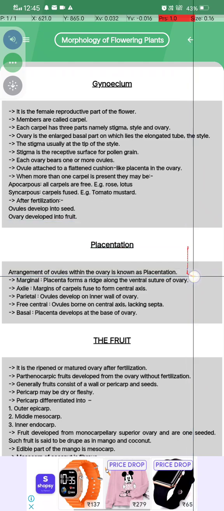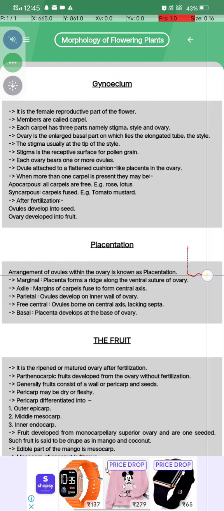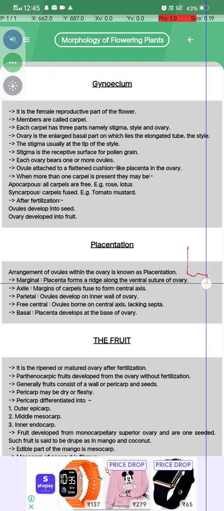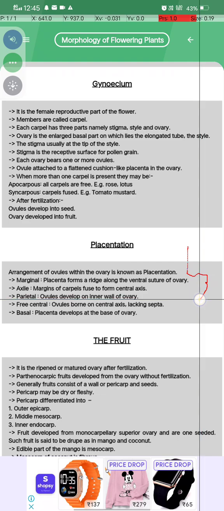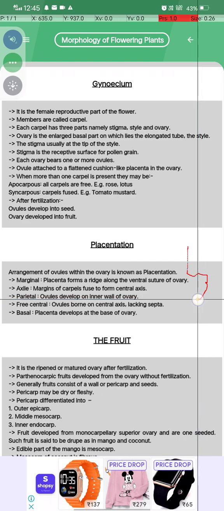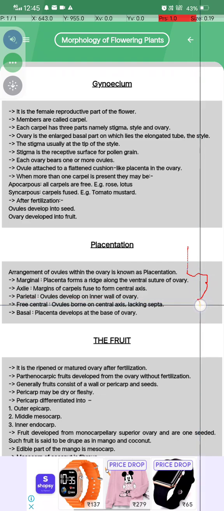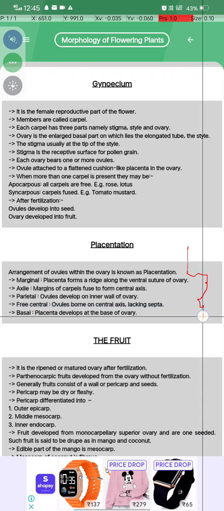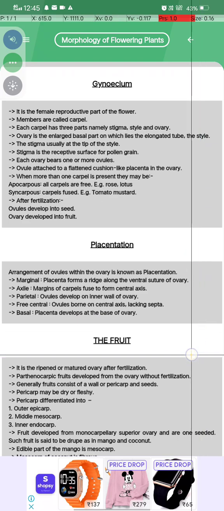Placentation. The arrangement of ovules within the ovary is known as placentation. Marginal: the placenta forms a ridge along the ventral suture of the ovary. Axile: the margins of the carpels fuse to form a central axis. Parietal: the ovules develop on the inner wall of the ovary. Free central: ovules are borne on the central axis, lacking septa. Basal: the placenta develops at the base of the ovary.